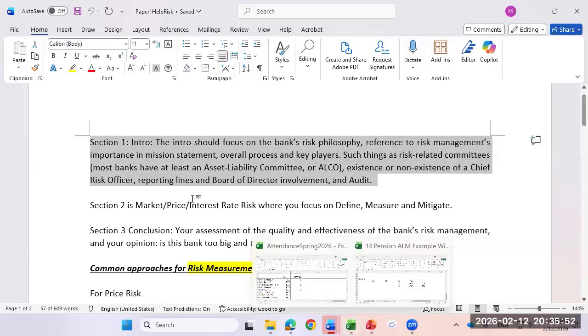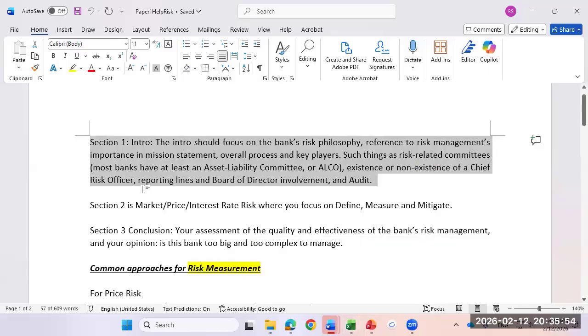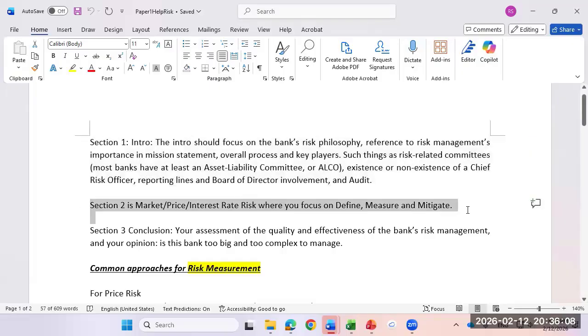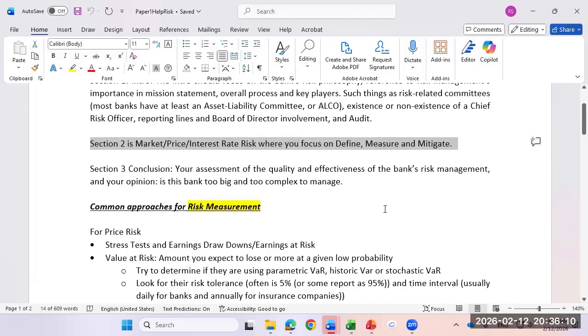You're going to be talking about the bank's risk philosophy, their process, who the players are, what kind of committee structure they have, the board's involvement, the audit committee, whether they have a chief risk officer, those types of things. Then you're going to focus your attention on the market risk.